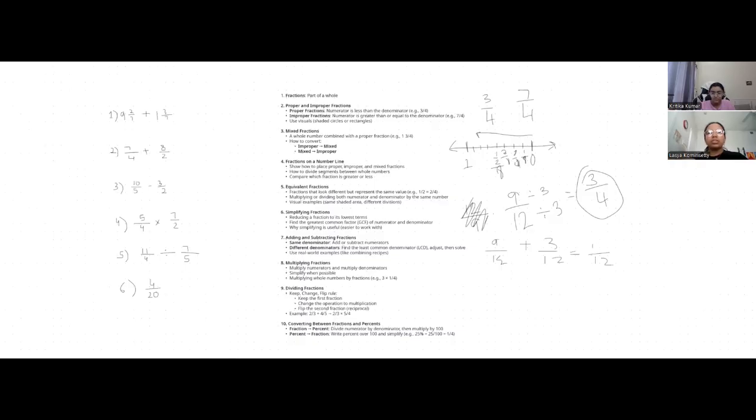Same for subtraction. If you had the same example and they ask you to subtract, it's going to be 6 over 12 in this case. And you can simplify that further, but for now, let's just say it's 6 over 12.